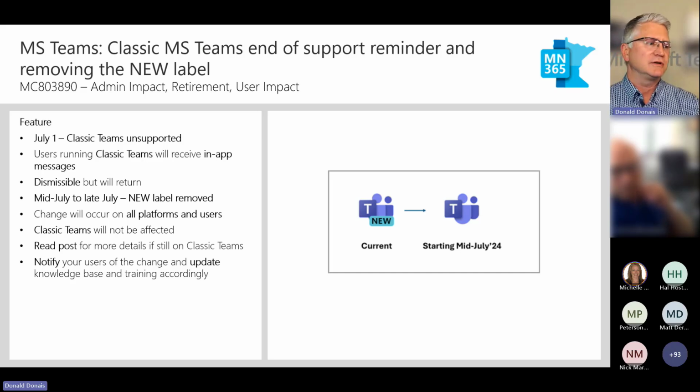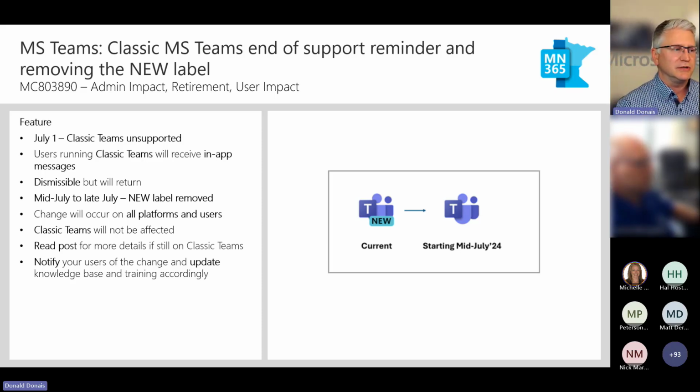Make sure that you understand when you have to make sure everything's flipped over and what's going to happen. By the way, your end users are going to get bugged with a notice that classic Teams is not here anymore, so make sure that you are on top of that. They can dismiss that, but it will come back again, just so you know. And then that new label is going to get removed here fairly quickly.